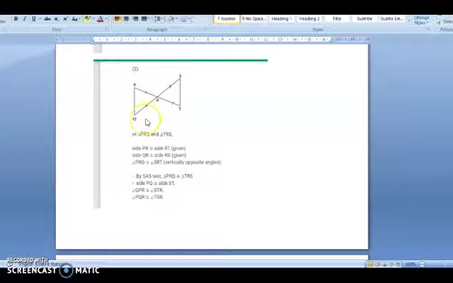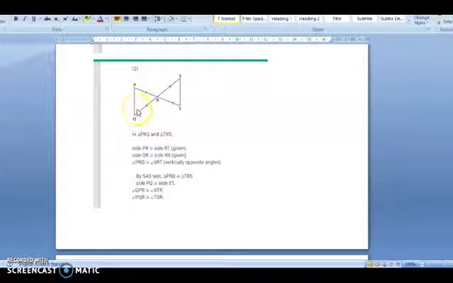Then angle PRQ is congruent to angle SRT, because these are vertically opposite angles and we know that vertically opposite angles are congruent to each other. So this side, this angle and this side are congruent to this side, this angle and this side. So by SAS test, triangle PRQ is congruent to triangle TRS, and therefore side PQ is congruent to side ST.